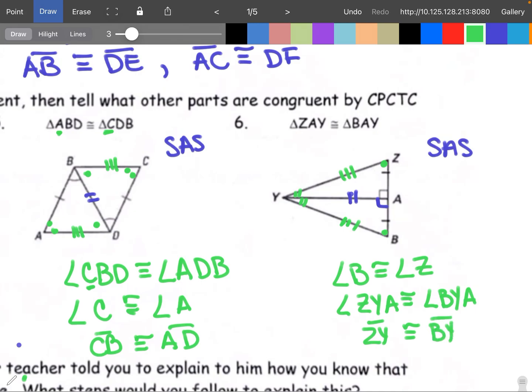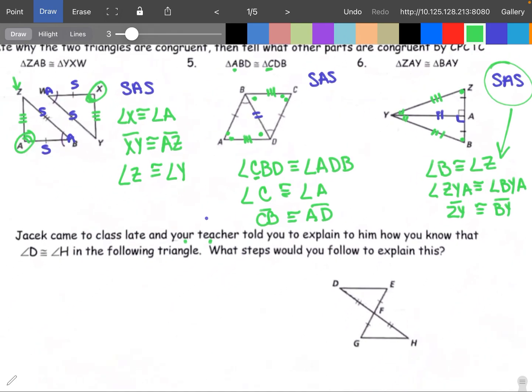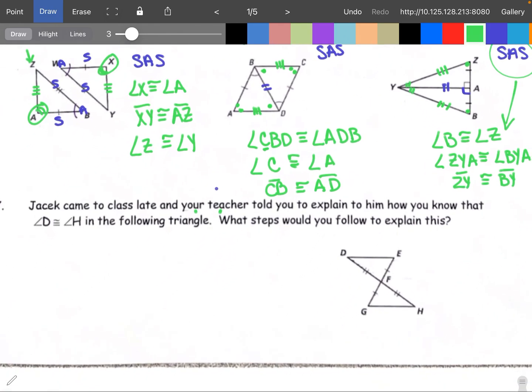Okay. So again, if I know the triangles are congruent by side, angle, side, or any congruence postulate, then I know that the other 3 parts are also congruent to their corresponding part. Okay. Jason came to class late, and your teacher told you to explain to him how you know that angle D is congruent to angle H in the following triangle.